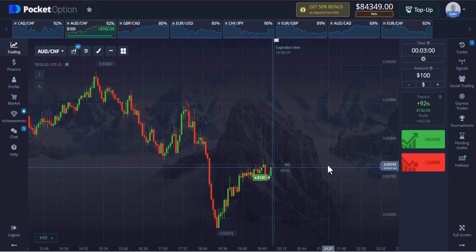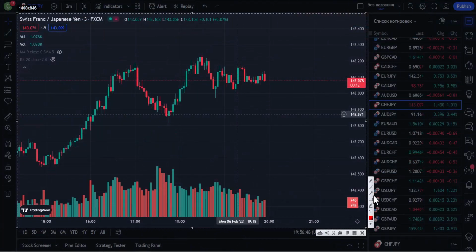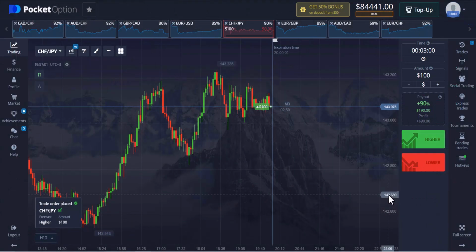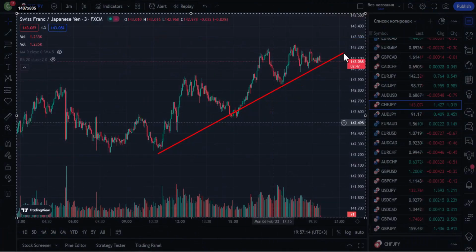And again, a small stop here to take our second plus for today. And our next pair is going to be Swiss franc to Japanese yen. We are going to invest here from the support line for the price increase. So let's switch to the broker to open the deal with 3-minute expiration time on $100 for the price increase.